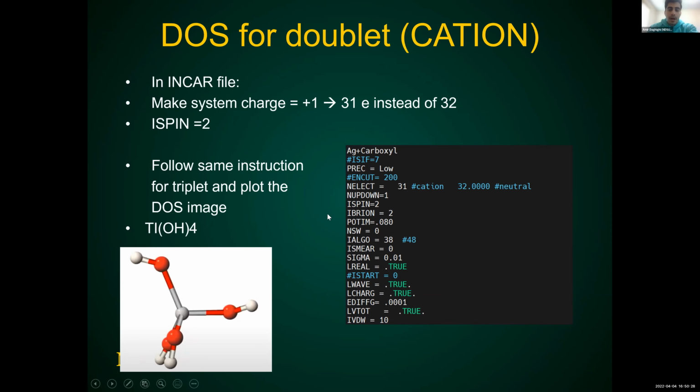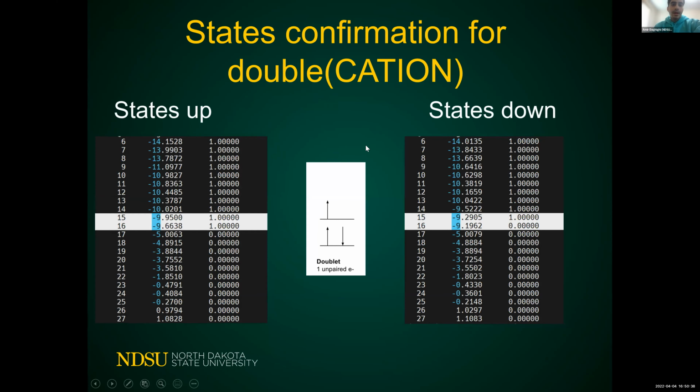Yeah, so you put the I spin equals 2 and the number of up down equals 1, because you want to calculate the doublet. So this is how the states configuration looks like. As we have a doublet, we have one unpaired electron. You can see the number 16 here is 0 in the states down, whereas in states up, we have electron number 15 and 16 equals to 1, which means that there is an electron right there.